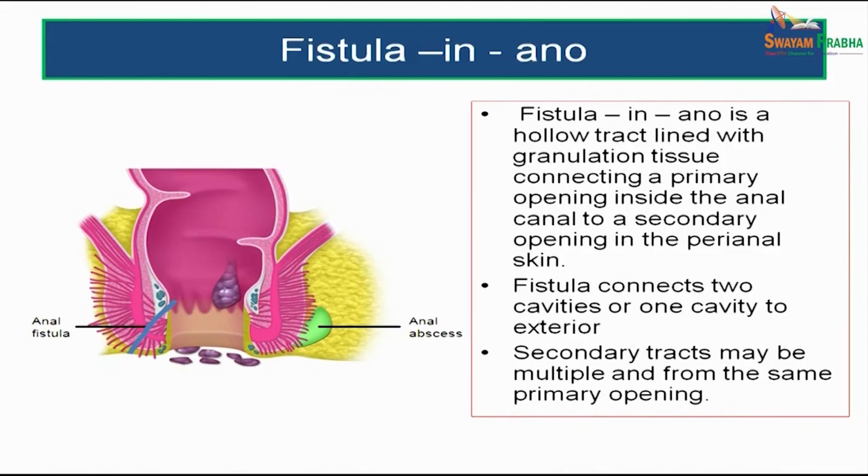What is a fistula? A fistula is a hollow tract lined with granulation tissue which connects a primary opening inside the anal canal with a secondary opening in the perianal skin. It is a hollow tract which can connect two cavities or it can connect one cavity to the exterior. There can be secondary tracts which may be multiple from the same primary opening.